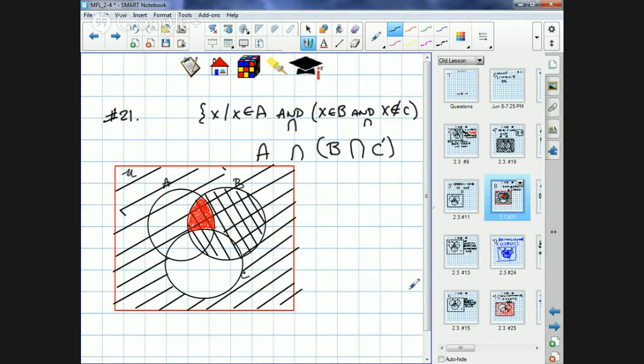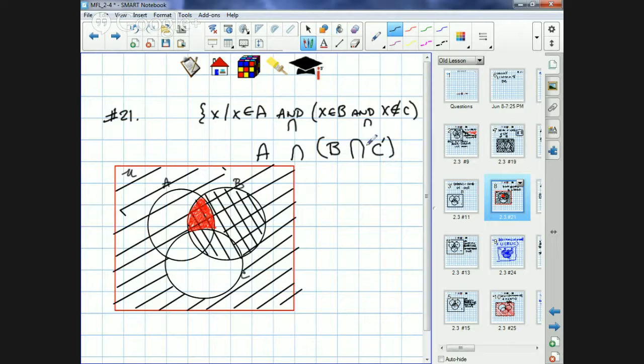All right. So then 21, x is an element of A. So then I would shade, or I would cross A. I may have to start that one over. This is kind of the final answer. So if you were to start from the beginning, here's what I did.